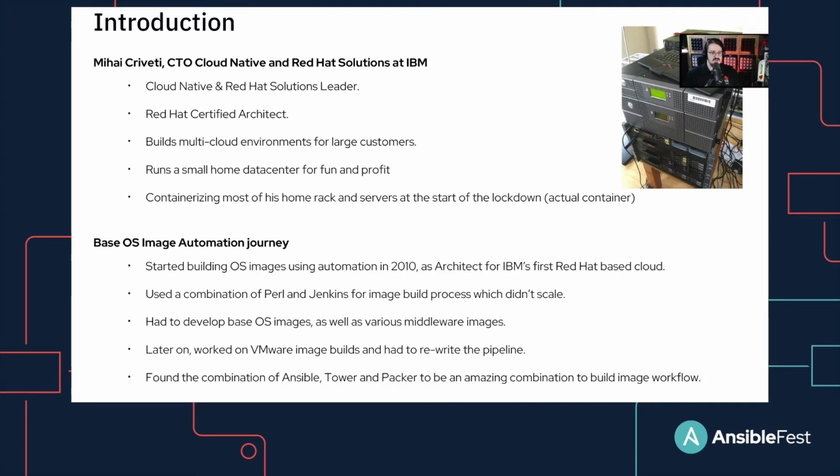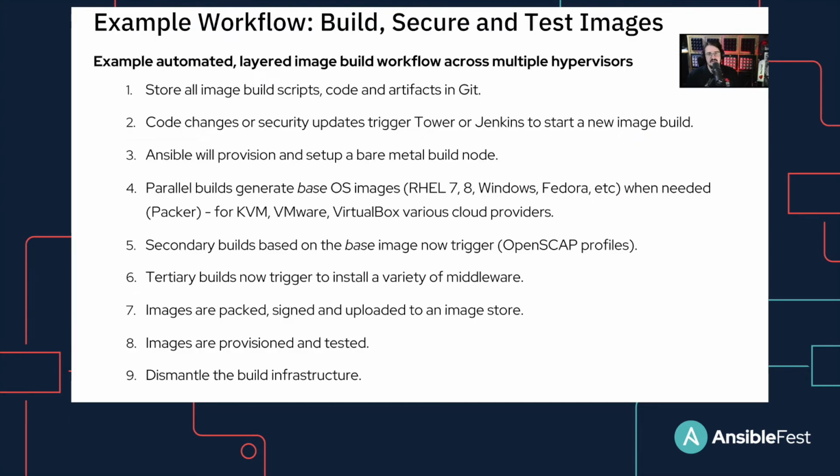My base OS image automation journey started in 2010, when I took on the role of image architect for IBM's first Red Hat-based cloud. Back then, I was using a combination of Perl and various CI/CD tools to automate the image build process, but it didn't really scale the way that I wanted to. Later on, as I discovered tools such as Ansible, things became a lot clearer: if you're trying to build an image automation framework, you need to have something like Ansible in there to ensure that everything is role-based, code-based, and very, very easy to use.